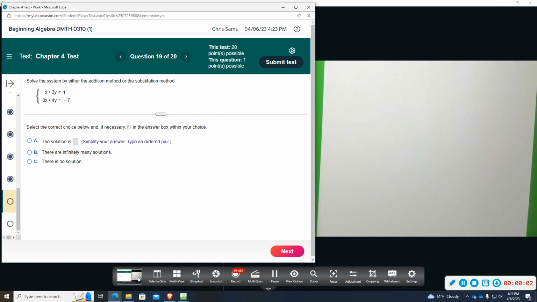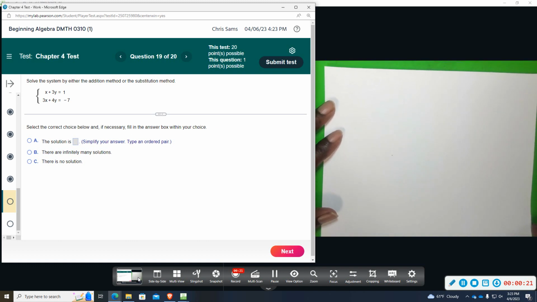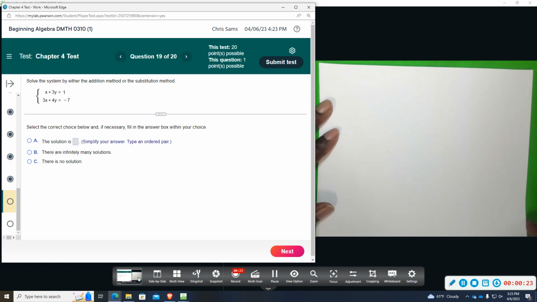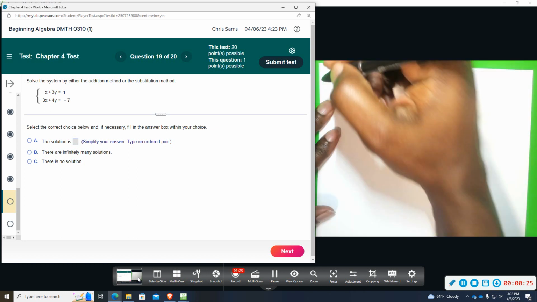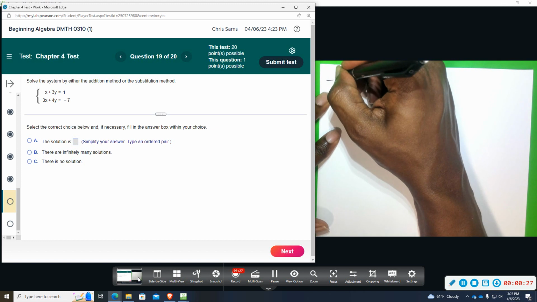Alright, number 19, we can solve by either method. It looks best to solve by elimination. Looking at the y variables, I can't just manipulate one, but x, I can manipulate the top equation. Multiplying by -3 will give me the opposite sign, same number. So I'm going to multiply the top equation by -3.